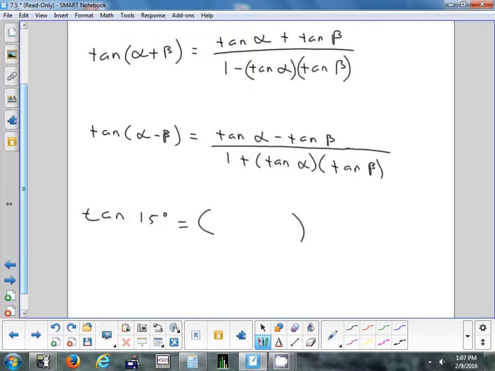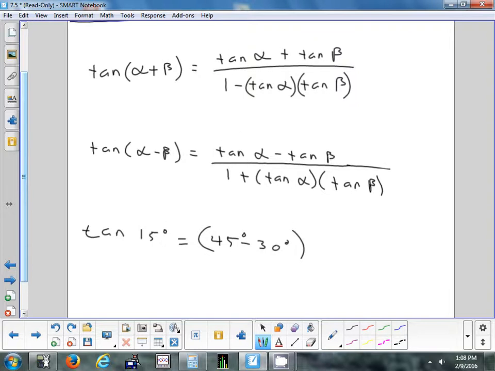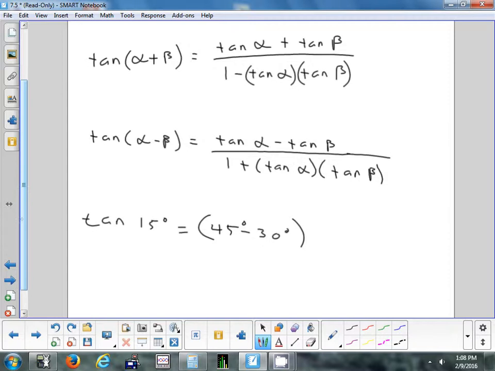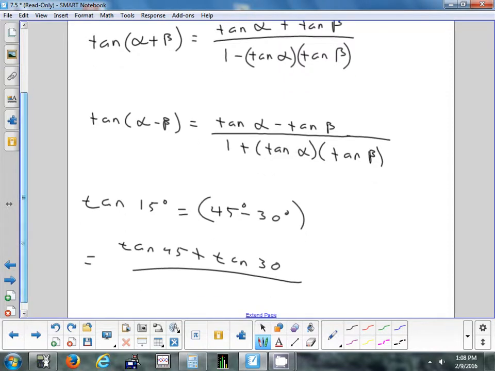Okay, how could we write 15? You can do it as a sum or a difference. 45 minus 30. Yep, I do it as 45 minus 30. So we're using the tangent of a difference. So tangent of the first minus tangent of the second, over 1 plus tangent of the first times tangent of the second.